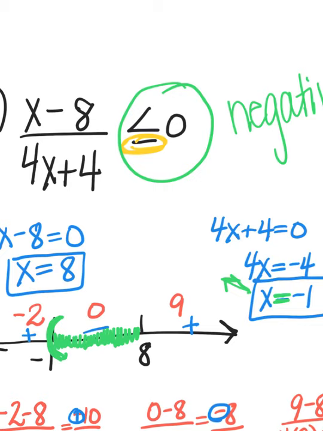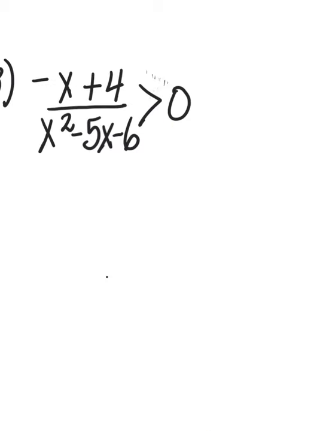But my numerator, it's okay to have a 0. So my numerator can have a bracket. So the solution then would be a parentheses, negative 1 to 8 with the bracket. So just be wary of whenever you have that equal to bar, you can't put the bracket on the number coming from the denominator.